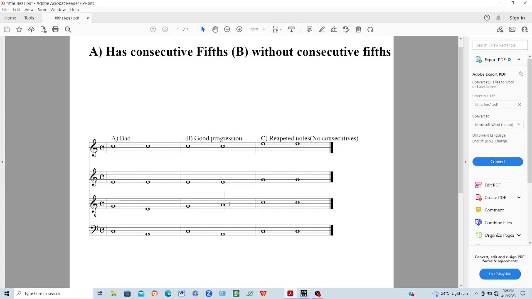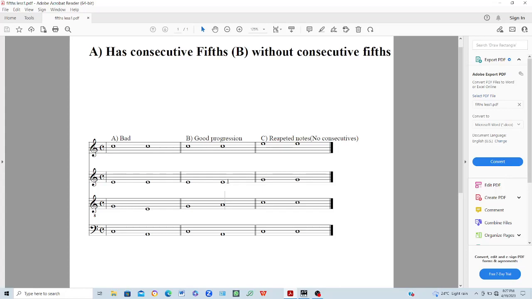However, if you look at the alto parts and the tenor parts, they form a perfect fifth. Now, someone may wonder if this as well form consecutives. If you look at the alto parts and the tenor parts, in the first chord, they do not form a perfect fifth. But in the second chord, they form a perfect fifth. So that is a good motion.